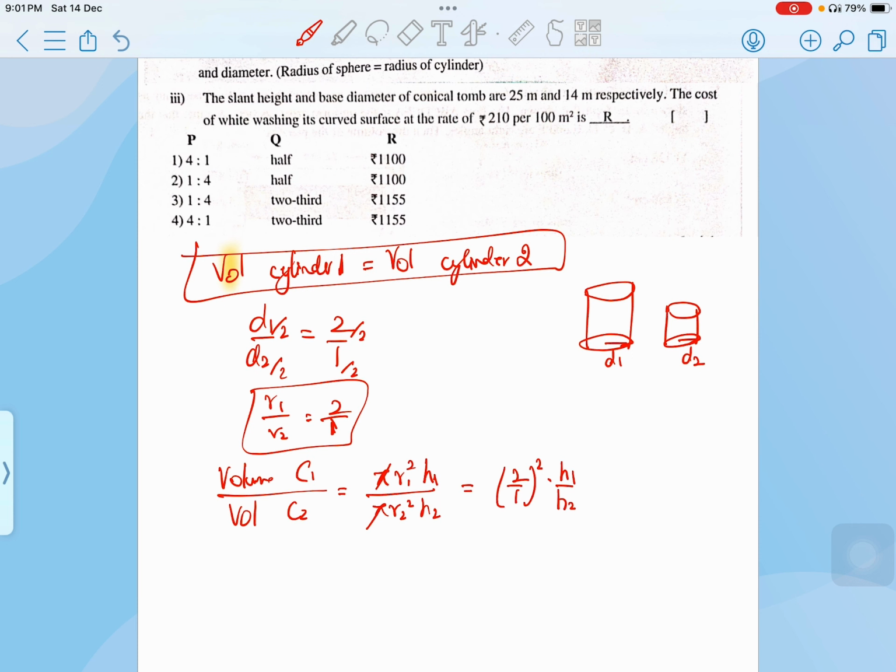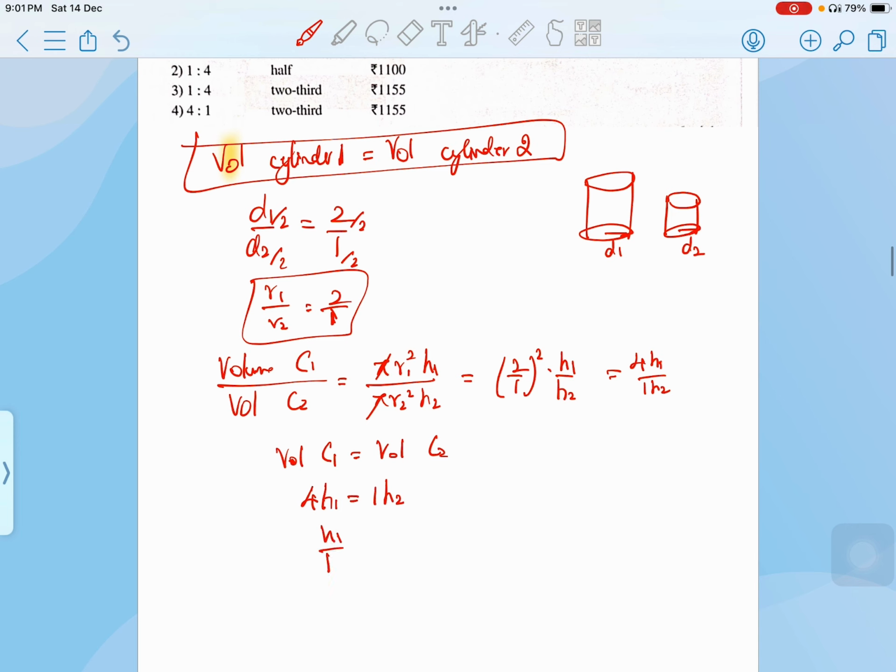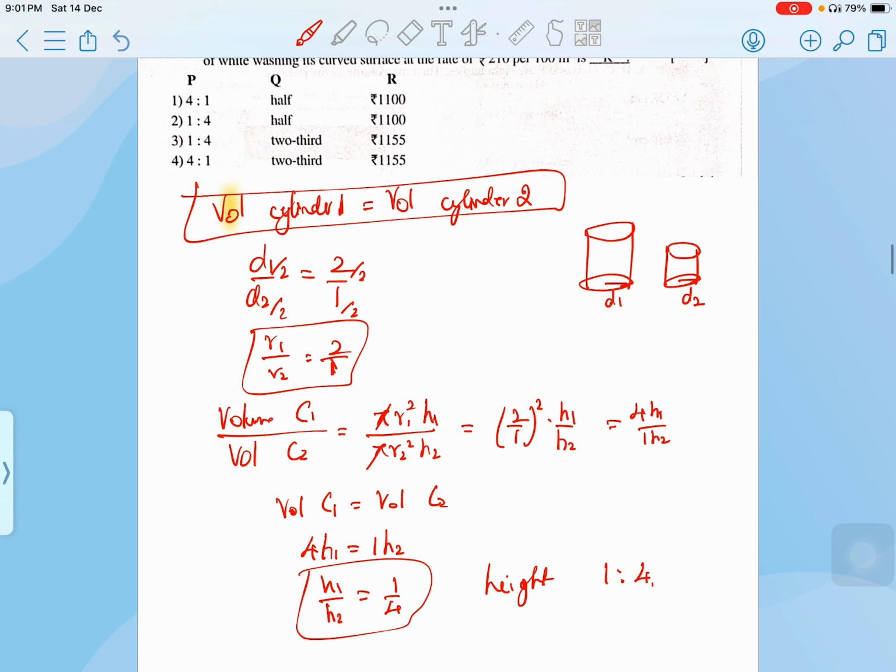So now we got 4h1 by 1h2. We know that volume of cylinder 1 equals volume of cylinder 2, which implies 4h1 is equal to 1h2. So h1 by h2 is equal to, cross multiply, 1 by 4. Therefore, heights are in a ratio 1 is to 4. So 1 is to 4 means what is their most probable option? Either the second one or the third one.